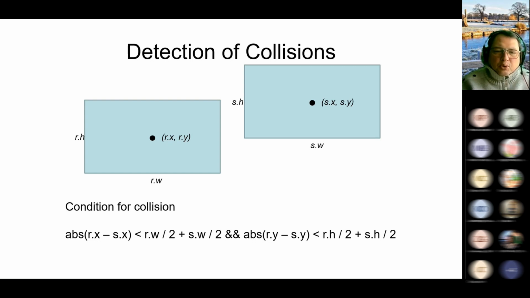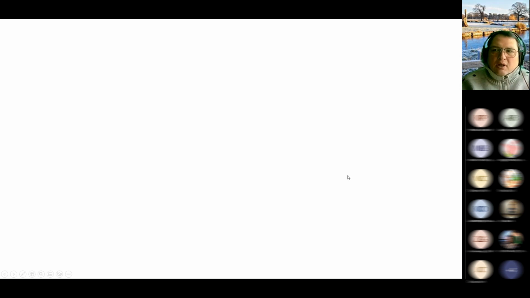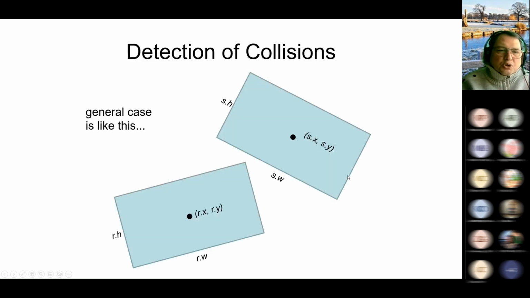This method, this formula, is known as AABB, axis aligned bounding box. What it means, axis aligned, is that your rectangles are ideally horizontal or vertical, so all four edges of both rectangles are parallel to either the x or y axis in the coordinate system. There is a general solution for something like this, and it can be found in Canvas.